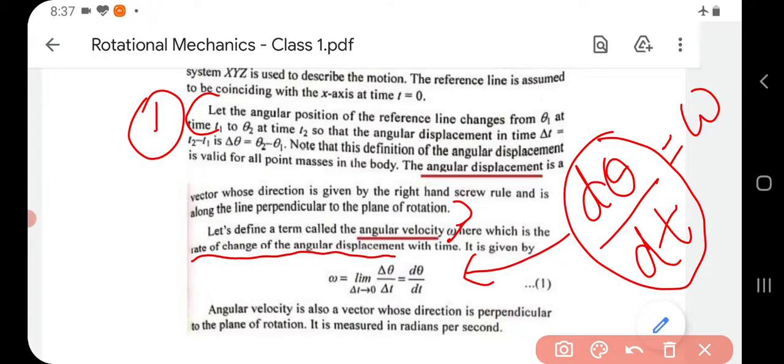Angular velocity is also a vector whose direction is perpendicular to the plane of rotation and is measured in radians per second. So when you are asked to write about angular velocity, you have to write from here to this. Okay, so you got two definitions.